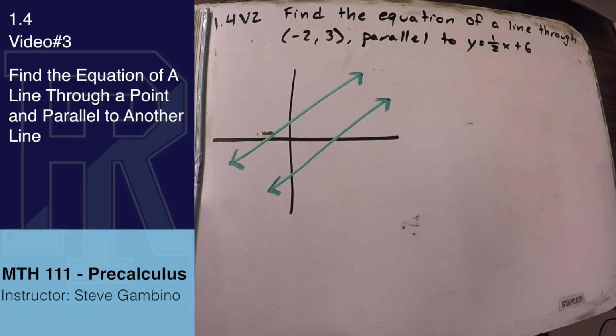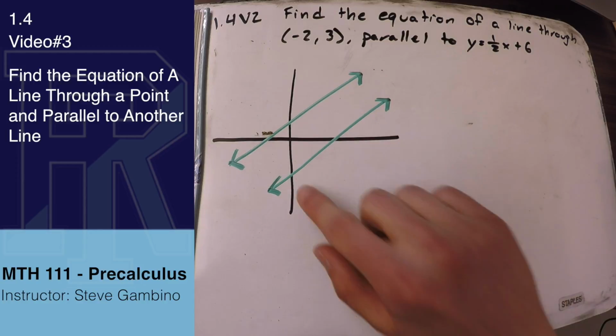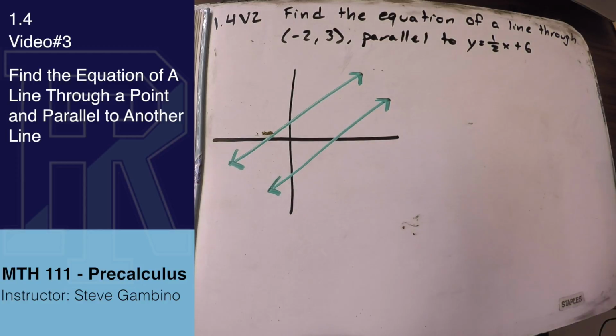So if we want to find the equation of a line that runs through (-2, 3) and is parallel to y equals 1/2 x plus 6, the first thing we're going to want to remember is what it means to be parallel. And as we can see from this picture here of these two green parallel lines, when you have two lines that are parallel, it means that they have the same slope.